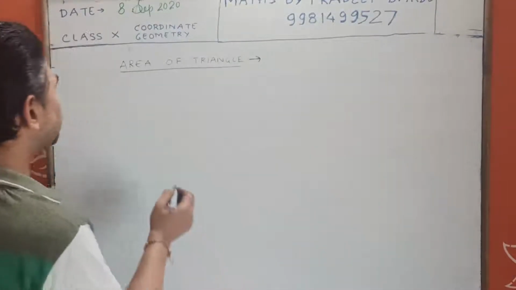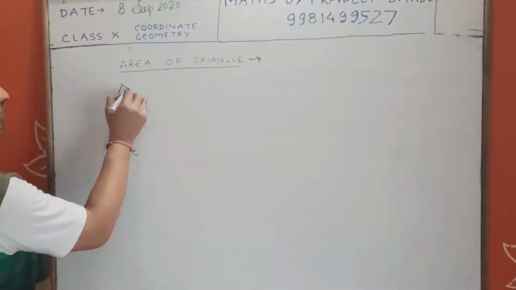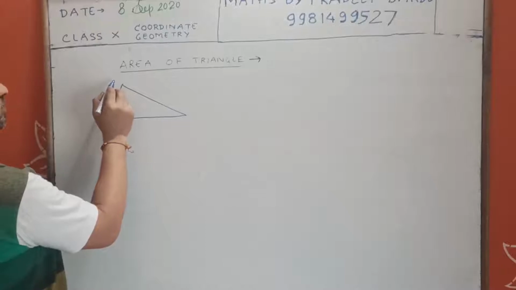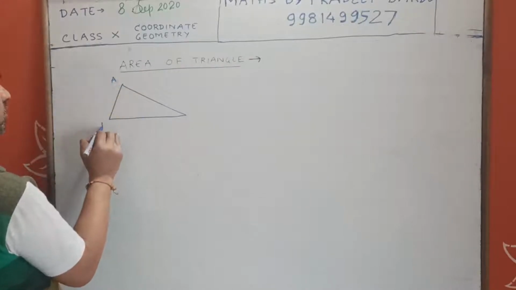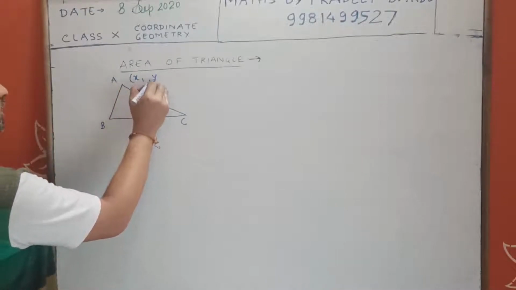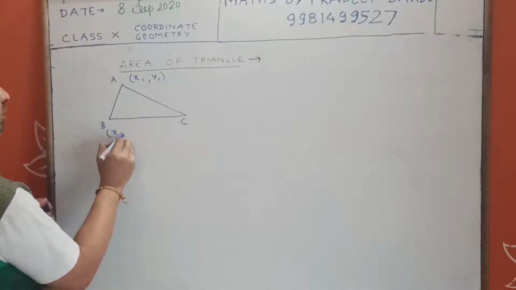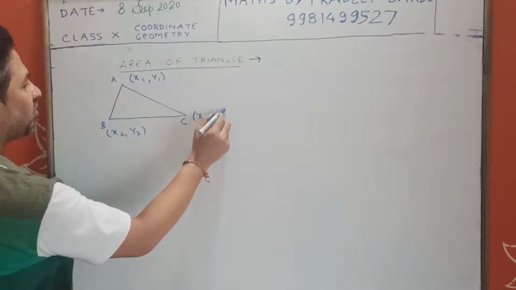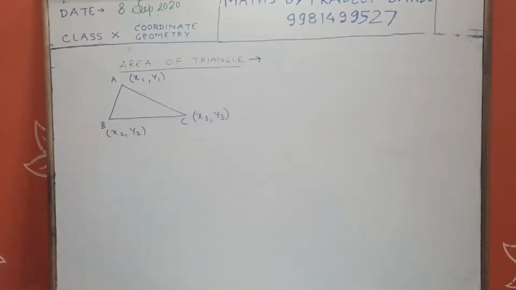It's a very easy one. I'll tell you how to remember. Here it is. Coordinates of A are x1, y1, x2, y2, x3, y3.